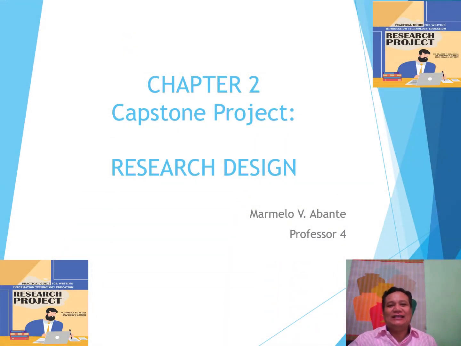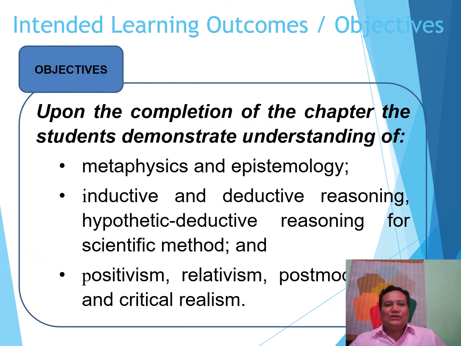So, good day. This will be chapter 2 of the Capstone project or our methods of research or thesis 1. The intended learning outcomes or objectives of this chapter: upon the completion of the chapter, the students demonstrate understanding of metaphysics and epistemology, inductive and deductive reasoning, hypothetico-deductive reasoning for scientific method, and positivism, relativism, postmodernism, and critical realism.